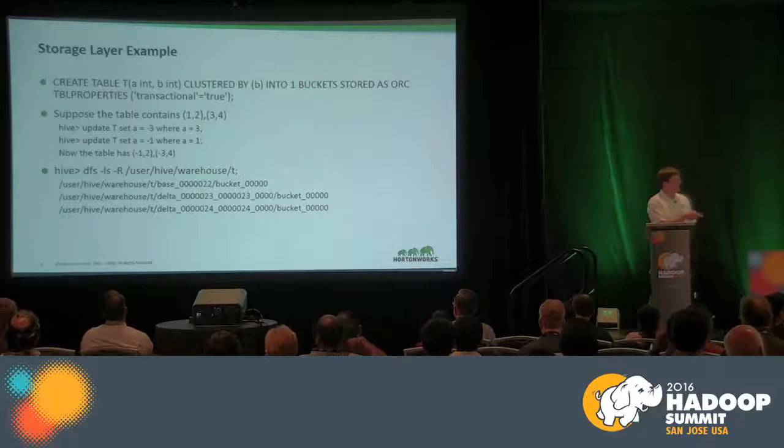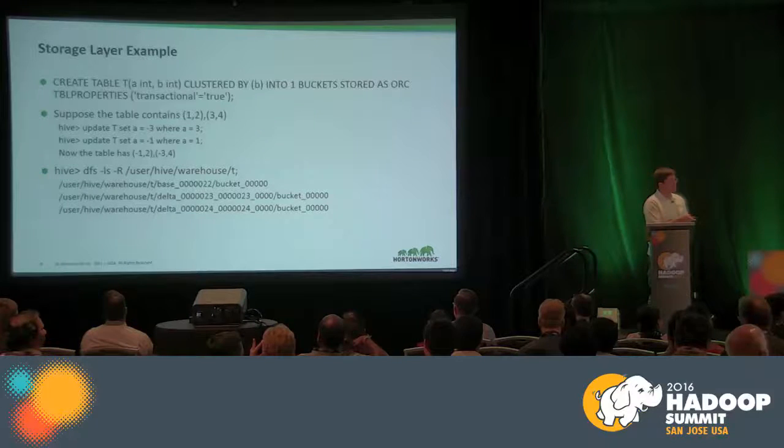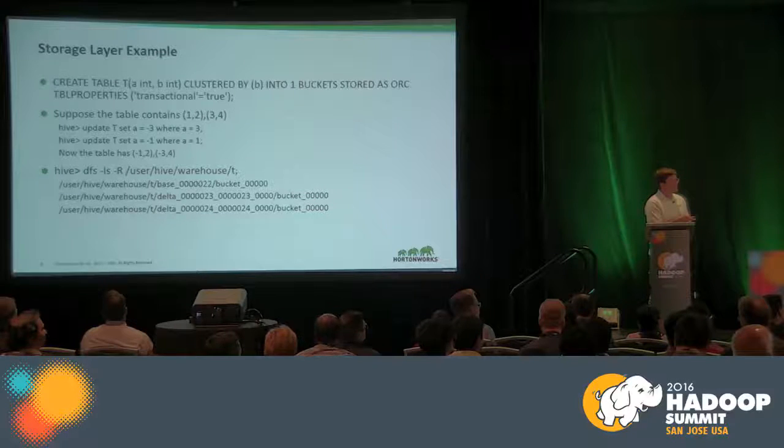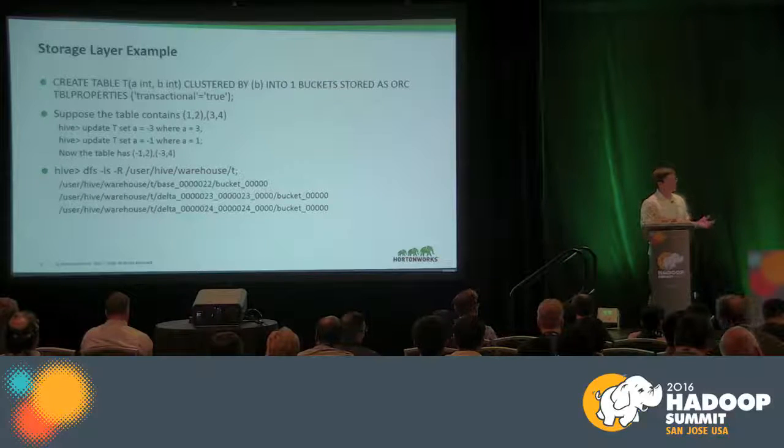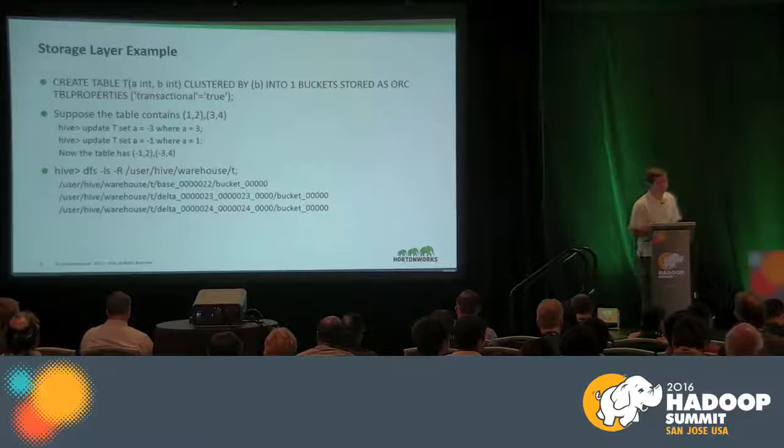So here you see a very sanitized example of the files that make up the data for this table. The first thing to notice is a base file. This is where the data for the table was before we ran any of the update statements. You also notice the 2 delta files, each of which was created by the corresponding update statement. You also notice the bucket file, this is where the data actually is, but because we created a table with a single bucket, you only see 1 file. If you had 16 buckets, you'd see 16 files.